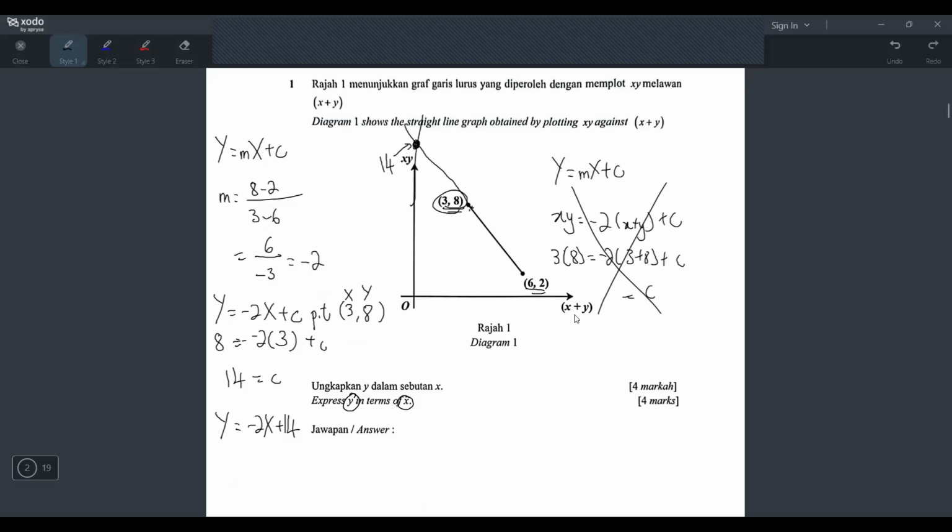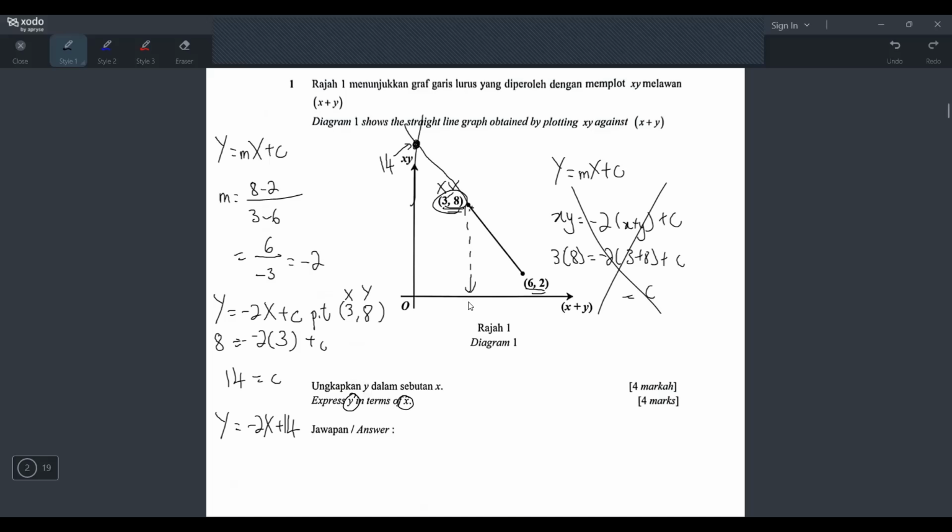That is why, because when you substitute the 3, 8, you are not substituting inside the small x and the small y. You are substituting into the big X and the big Y. You know why? Because when you read the x-axis here, the x-axis is not x, it's x plus y, right?